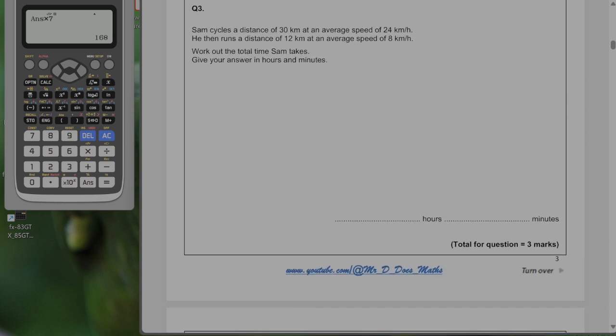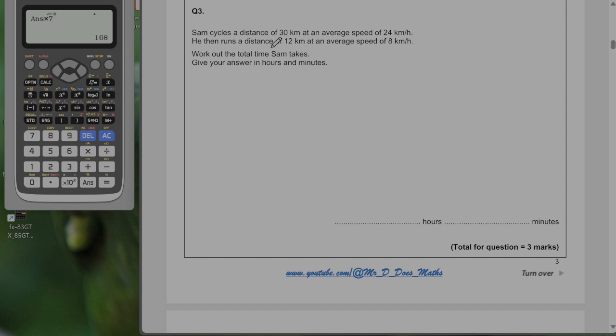Okay, question 3. Sam cycles a distance of 30 kilometers at an average speed of 24 kilometers per hour. He then runs a distance of 12 kilometers at an average speed of 8 kilometers per hour. Work out the total time that Sam takes. Give your answer in hours and minutes.